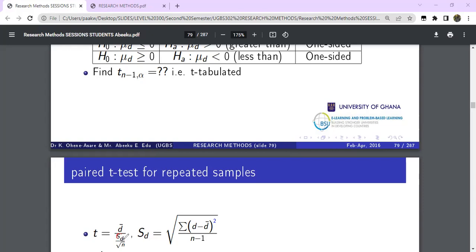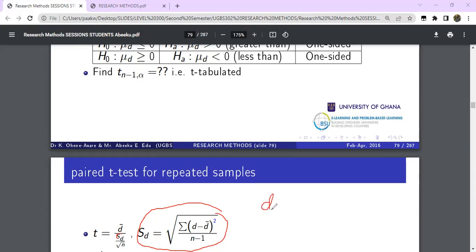Because in the one sample, we were given what? SD, standard deviation. But here you'll not be given standard deviation. So we are saying the standard deviation SD is equal to the square root of the summation of D minus D bar, all squared, all over n minus 1. That will help you get the SD, the standard deviation.